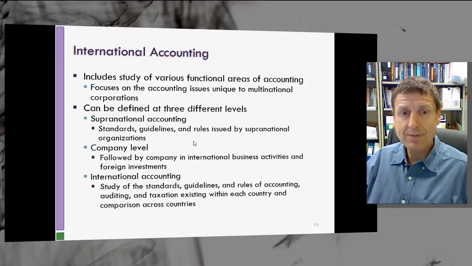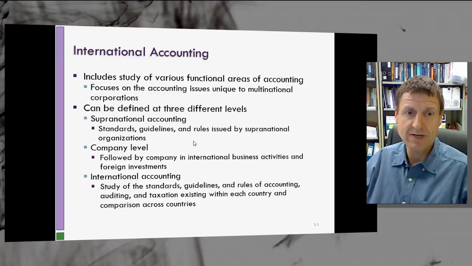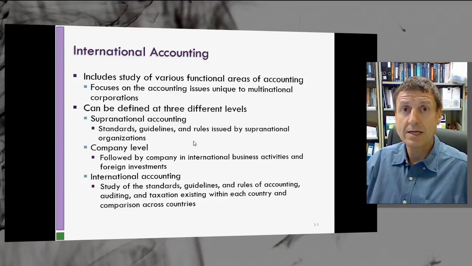So at the company level, we have international accounting issues associated with their international business activities and their foreign investments. If Apple, for example, has sales from all around the world, it's generating revenue from multiple different countries, and that revenue is generated in different foreign currencies. So how do we account for that? We can't just use GAAP for America. We've got to do some translations to get the foreign revenue into GAAP-based accounting revenue.